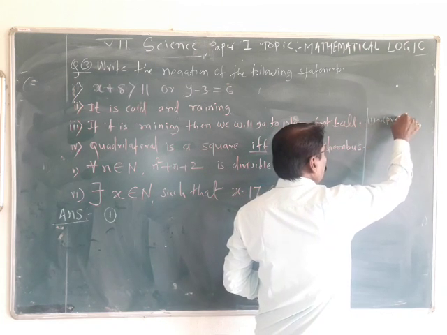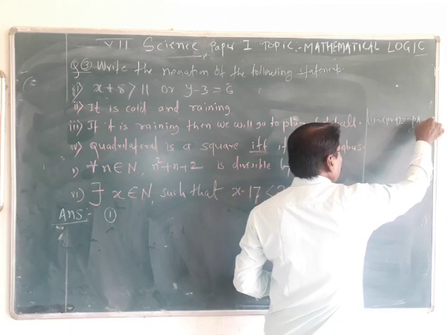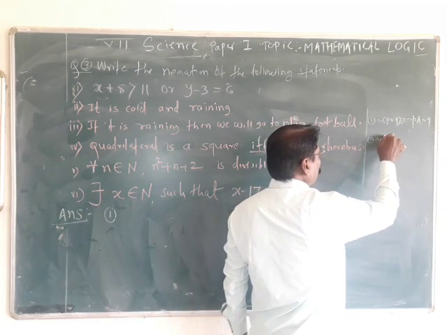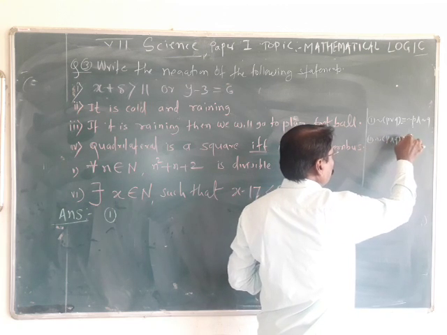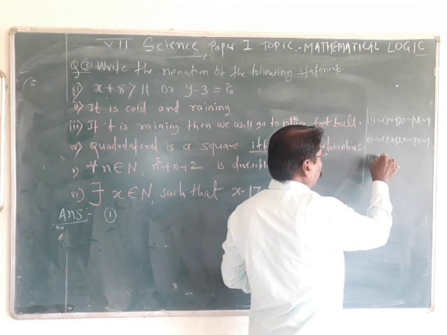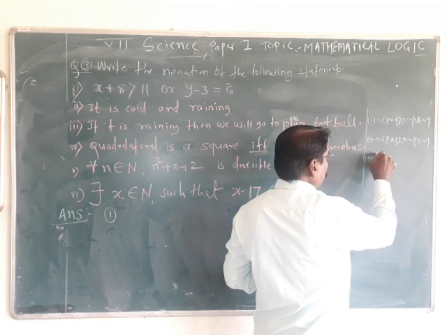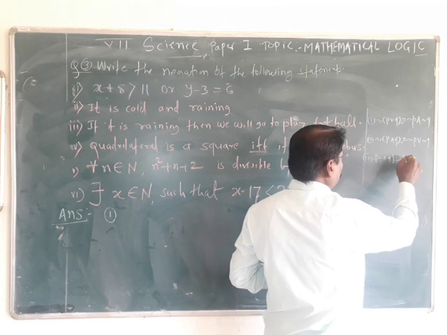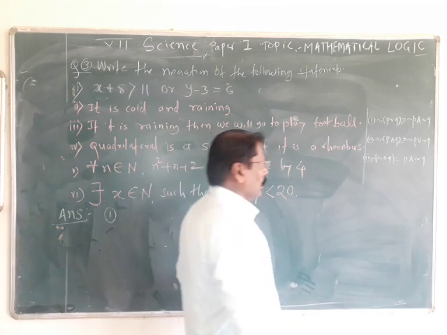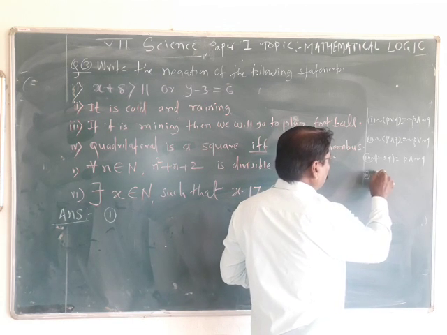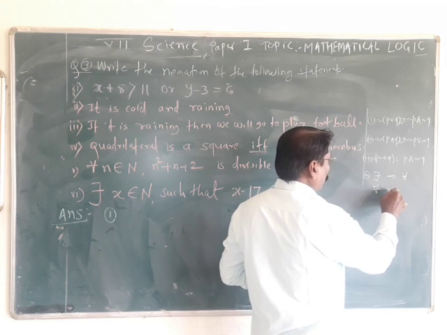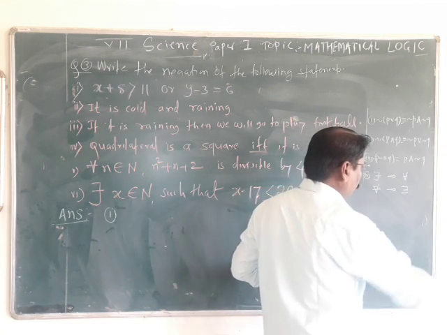Negation of P or Q is negation P and negation Q. Second, negation of P and Q is negation P or negation Q. Third, negation of P implies Q is P and not Q. And fourth, there exists becomes for all, and for all becomes there exists.